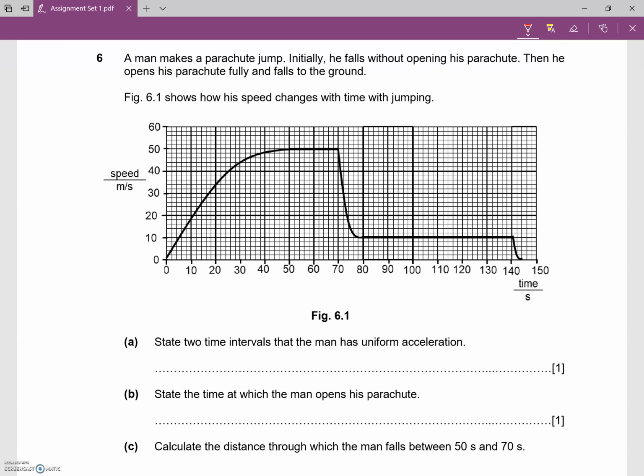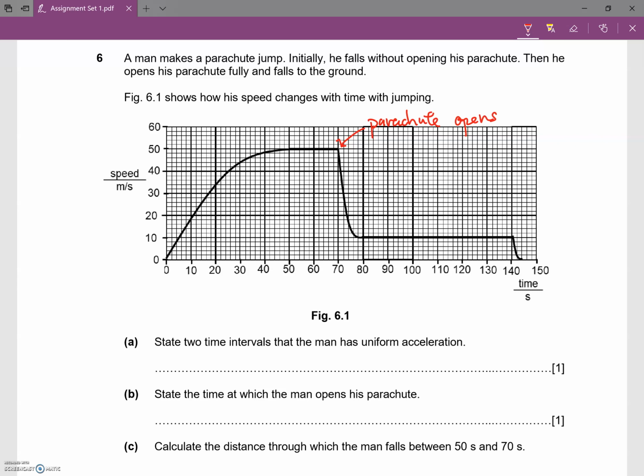Now, if you look at the whole thing here, you need to think about it. When he opens his parachute, how would his speed look? What will happen to his speed? So think about it. If you think carefully, looking at the whole juncture here, the only possible place where he would have opened his parachute would be at this point. So this is the point where the parachute opens.